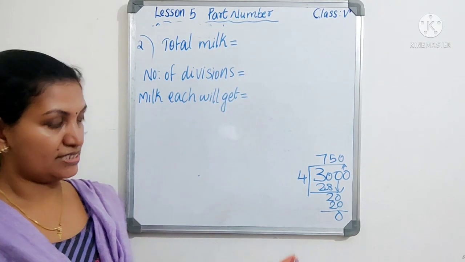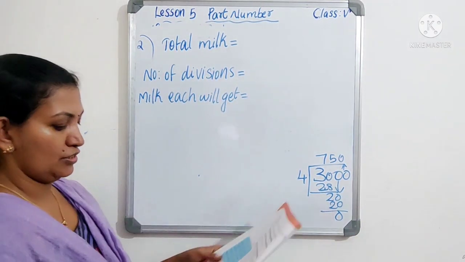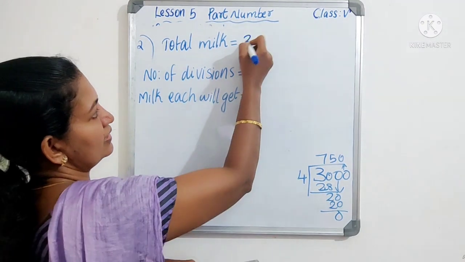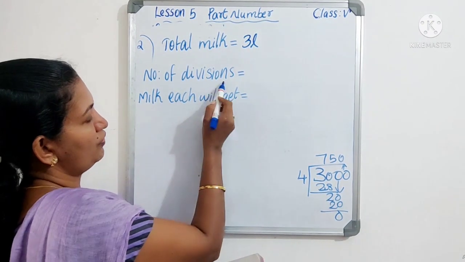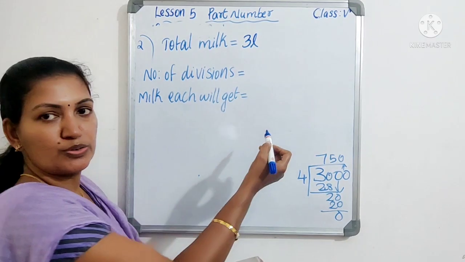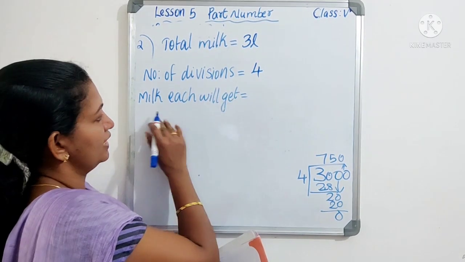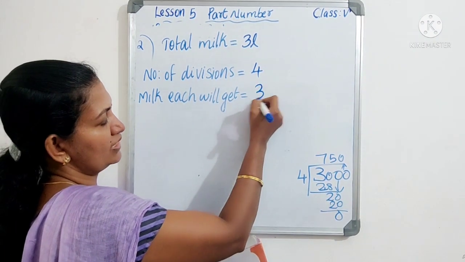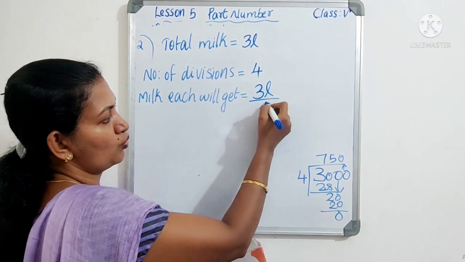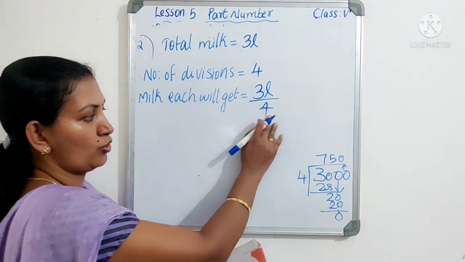Okay. So first total milk. The total milk is 3 liter. Okay. Next, number of divisions. It is 3 liter milk divided among 4 members. Then milk each will get is equal to 3 liter divided by 4 members.